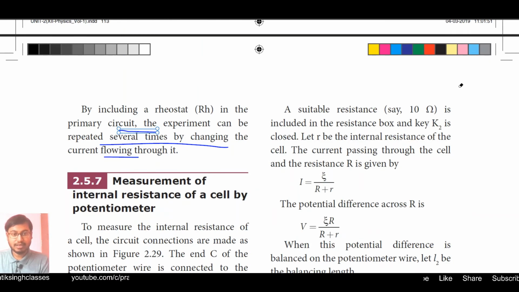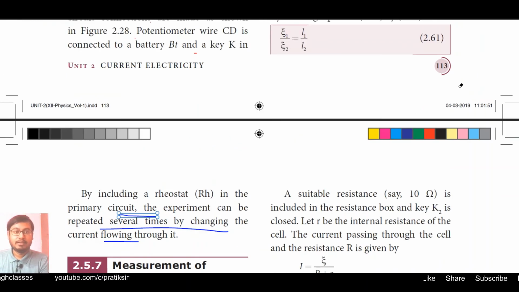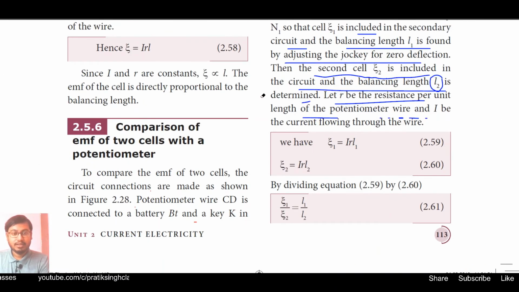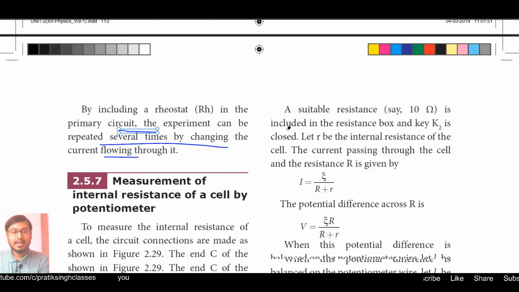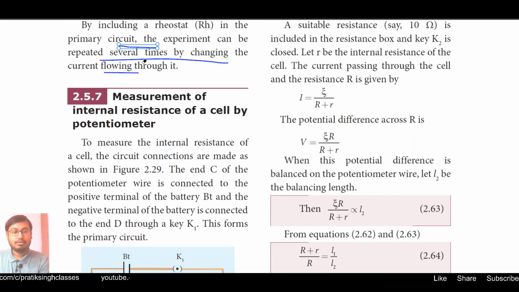So this is all about how to find the ratio of two cells with a potentiometer. That is all about section 2.5.6. Now let us see section 2.5.7, that is measurement of internal resistance of a cell by potentiometer.